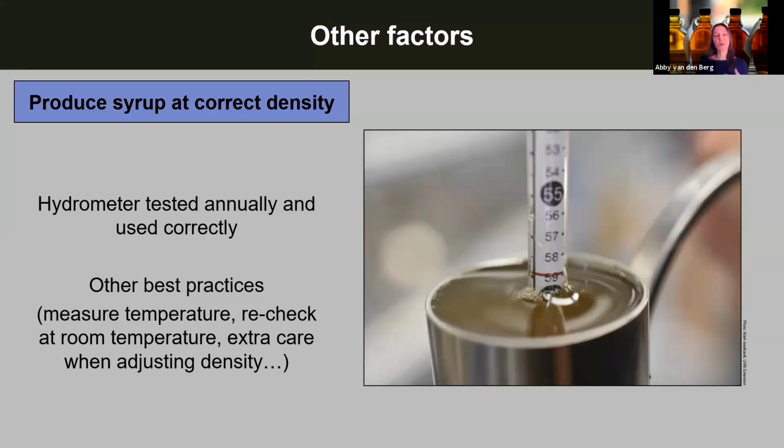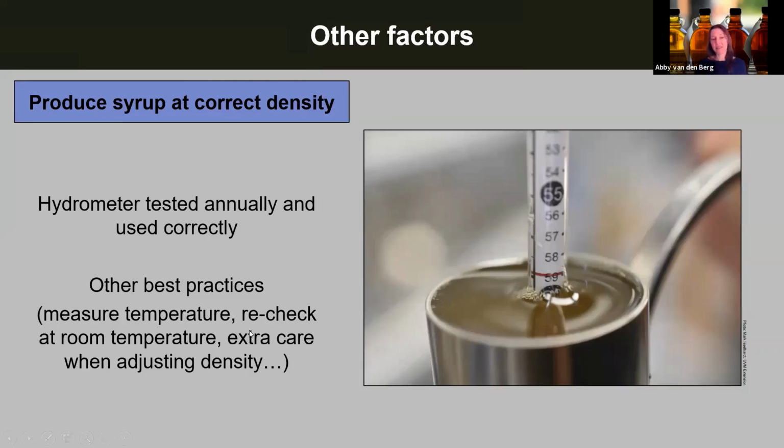And it's also really important to recheck at room temperature, where the hydrometer correction is actually known. You can recheck it with a hydrometer, or you can recheck it at room temperature with a refractometer. Either way, that's going to be the more accurate way to measure density.